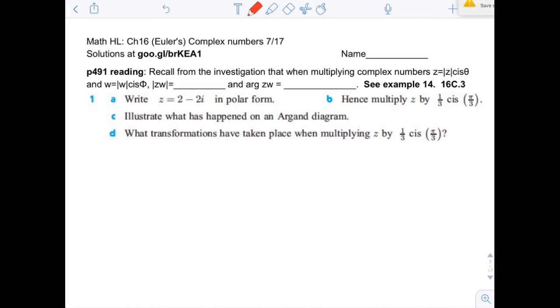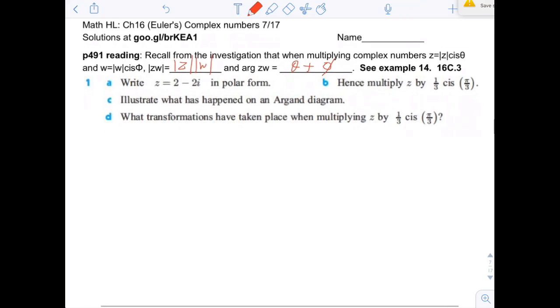So, recall from the investigation that when multiplying complex numbers, z equals modulus of z cis theta and w equals modulus w cis phi, that the modulus of zw is equal to the magnitude of z times the magnitude of w, and the argument of zw is equal to theta plus phi.